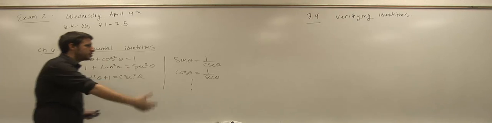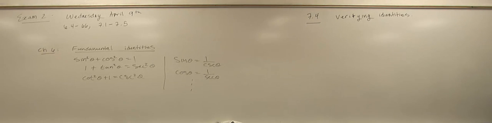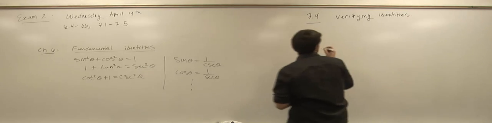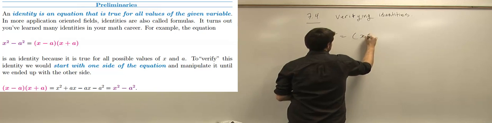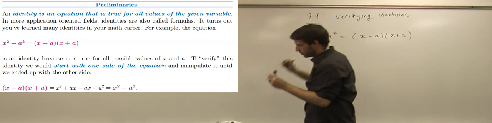To show you what I mean, I gave you an example here from a previous class. This is not a trig identity, but it is an identity. It's an equation that's true for every value of x and a. It's called the difference of squares formula: x squared minus a squared equals x minus a times x plus a. It's always true.